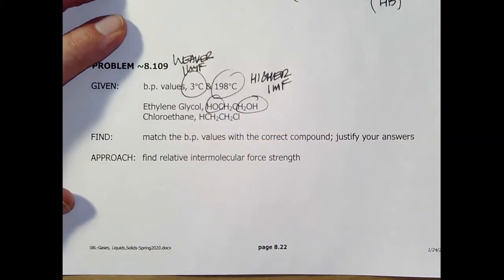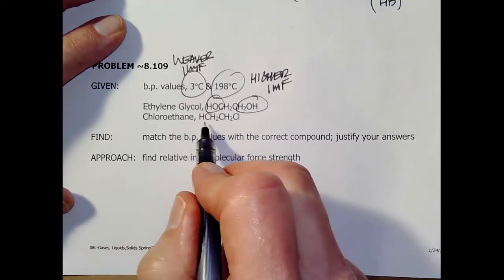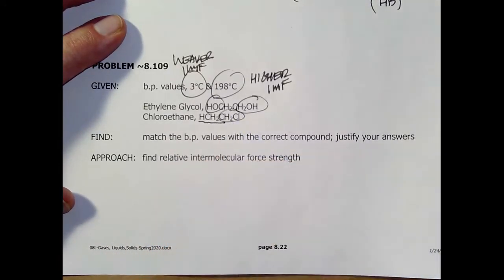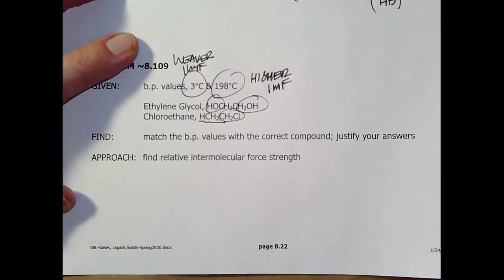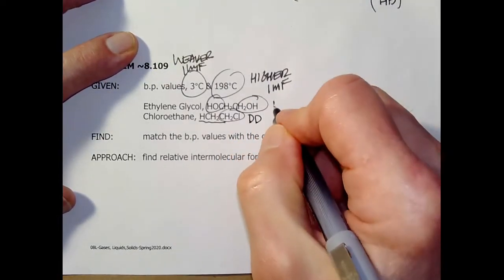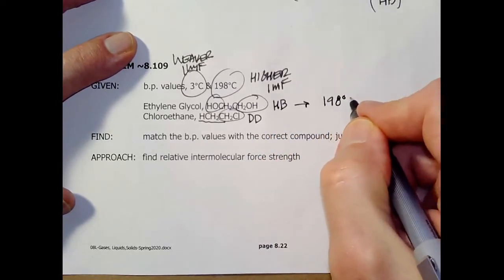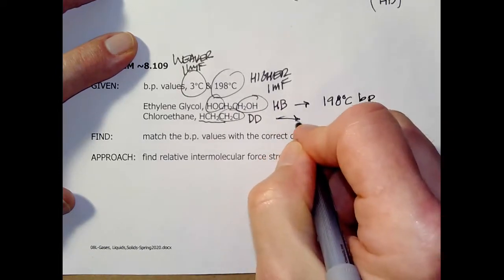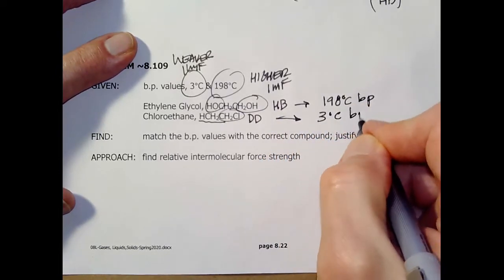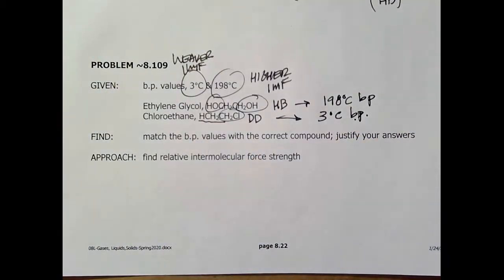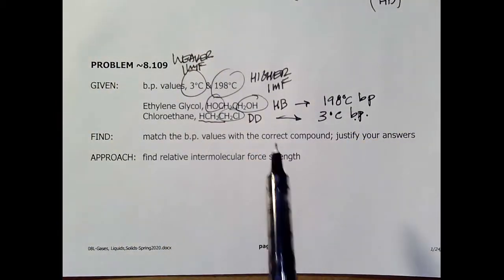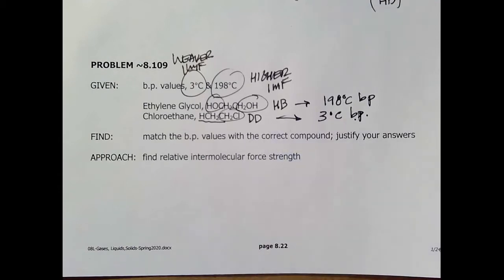So I'm going to go here and I say, oh, well, there's hydrogen bonding. In fact, ethylene glycol has got 2 OH groups or HO groups. Chloroethane looks all nonpolar. Oh, wait, there's a chlorine sticking off one of those carbons making it polar. So dipole-dipole, hydrogen bonding. This must be the 198 degree boiling point, and this must be the 3 degree boiling point. So you can see those are very similar number of electrons, similar molecules, but a huge difference in the physical properties. All right, let's look at page 8.23 and see what we've got.